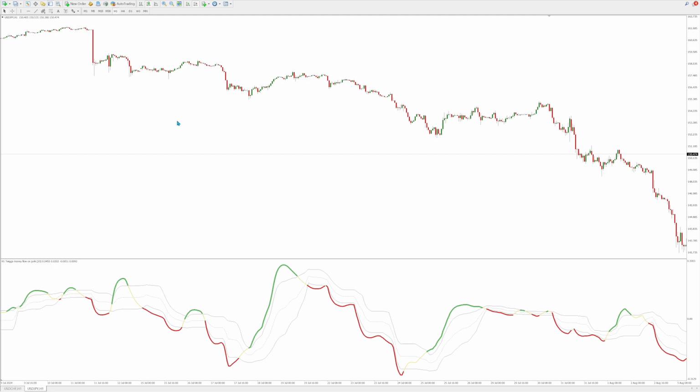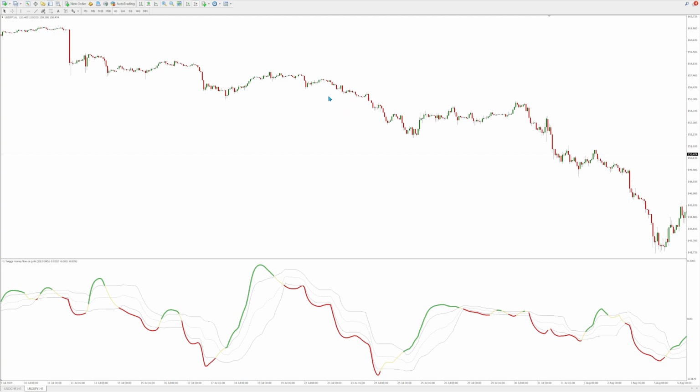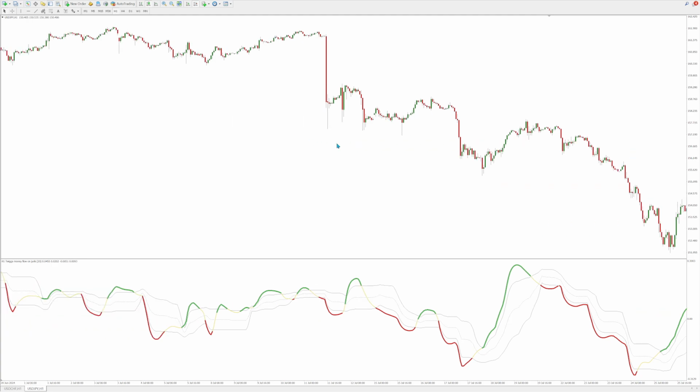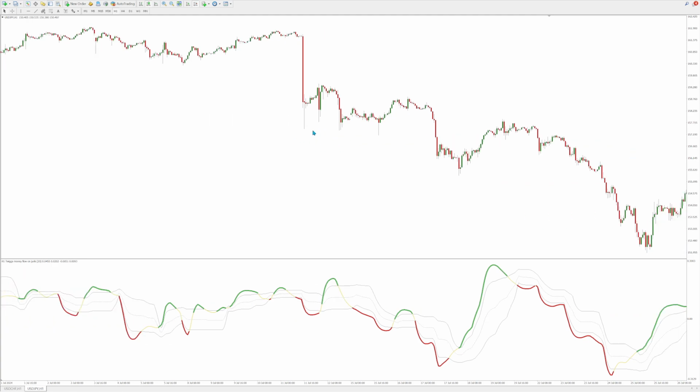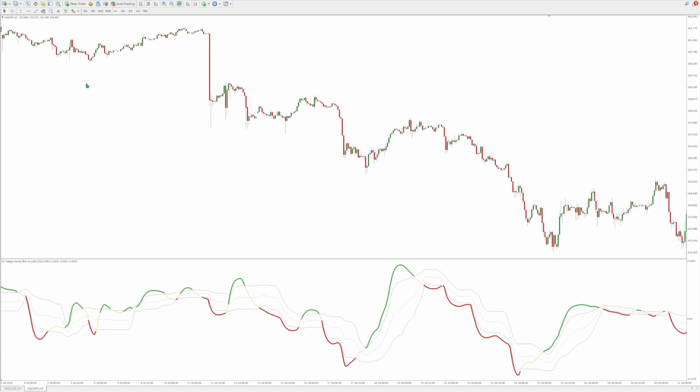So this is a US dollar, Japanese yen 1 hour chart. You can use this strategy on any trading instrument, Forex, stocks, cryptos, commodities, indices, etc., and any chart time frame. I like to trade the longer term charts simply because they contain more price data and therefore I find the signals tend to be more reliable.